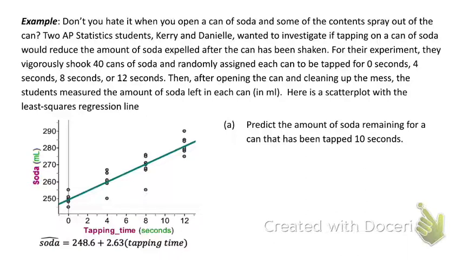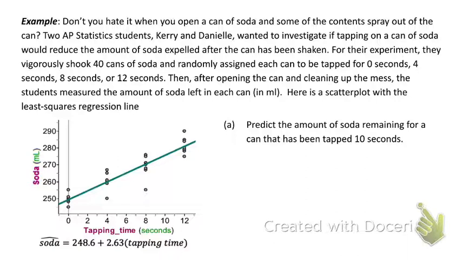Here's the scatter plot, and then here's the equation of the regression line on this scatter plot. This is the equation. So we have soda hat, that's how I would read that. Now that's your y variable, so soda hat is y hat.